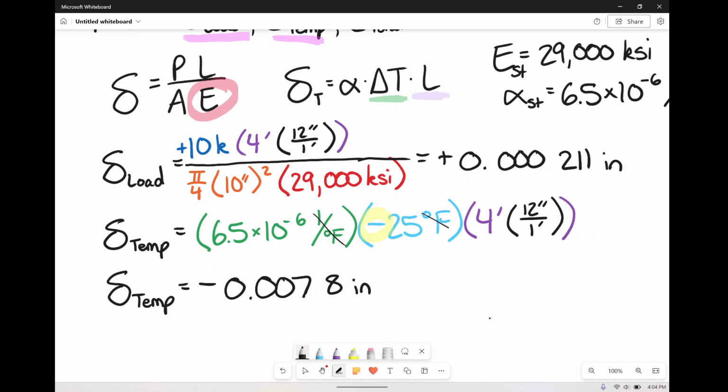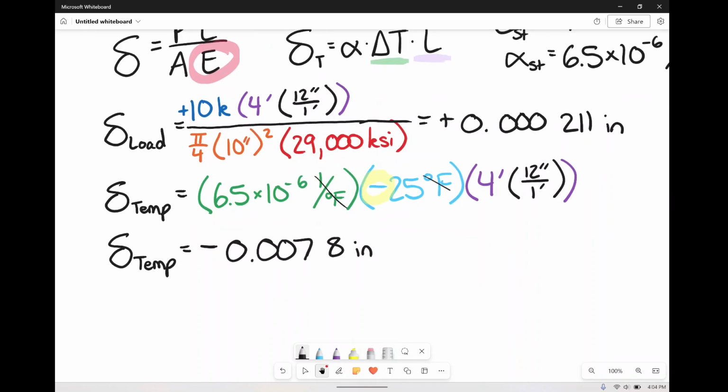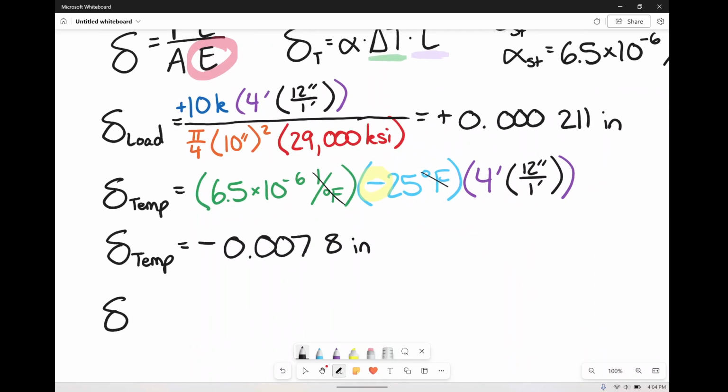Now, that's actually quite significantly different compared to that 10 kips of force. So just getting colder by 25 degrees Fahrenheit, which isn't actually too unfounded if you just think about a regular day. There's just like a regular day's worth of temperature change right there. And this thing's only 4 feet long and it's made of steel. Like, it's going to shrink way more than that force. So yep, 10 kips doesn't actually create that much deformation.